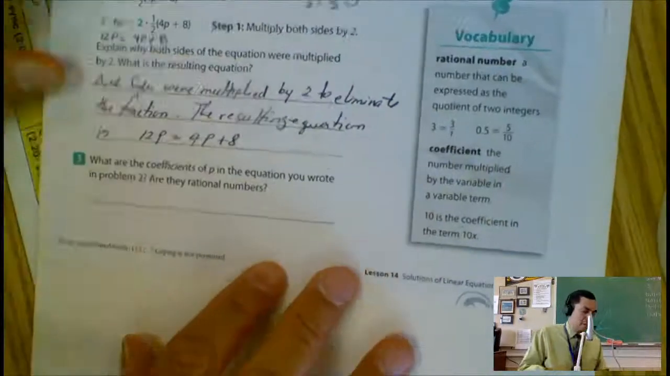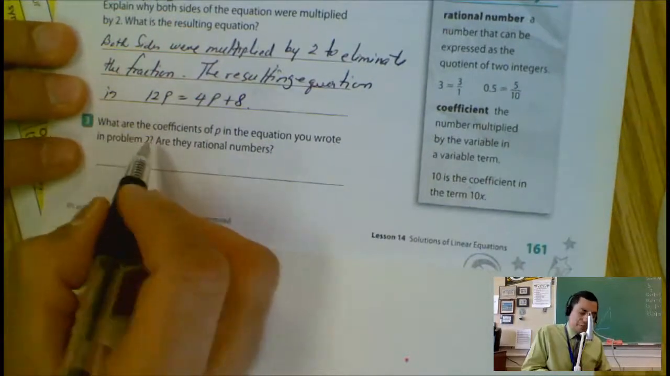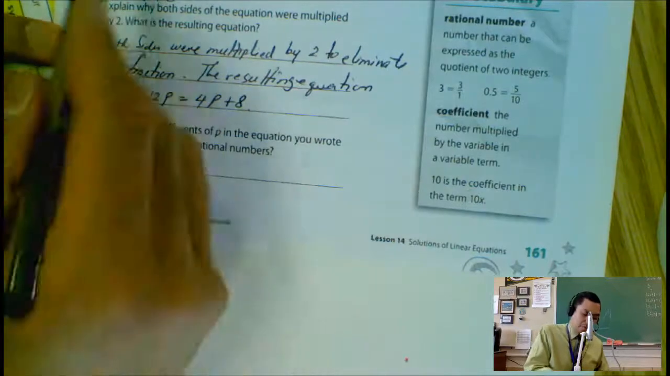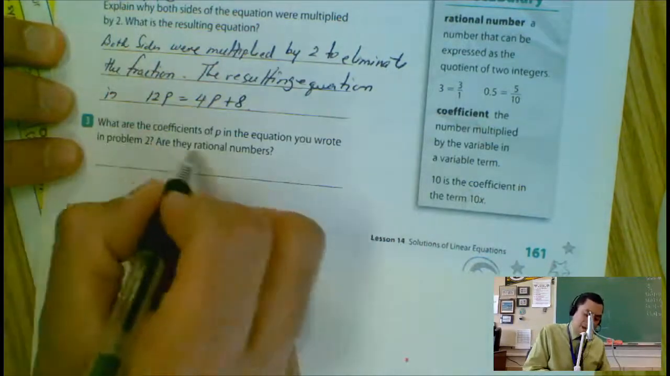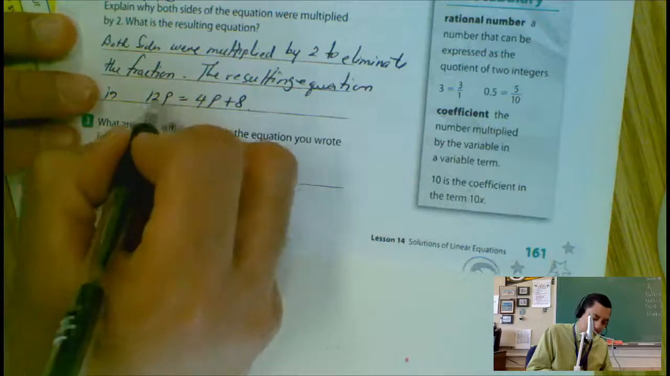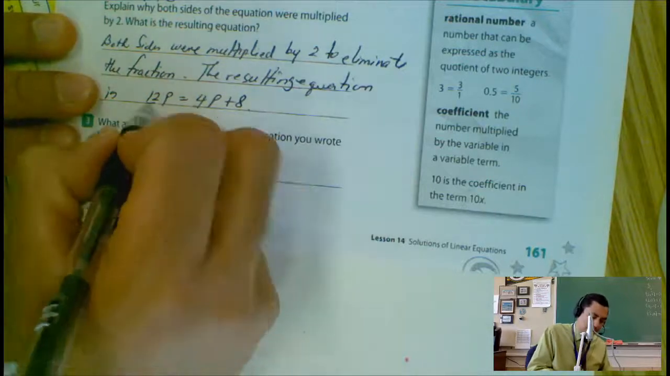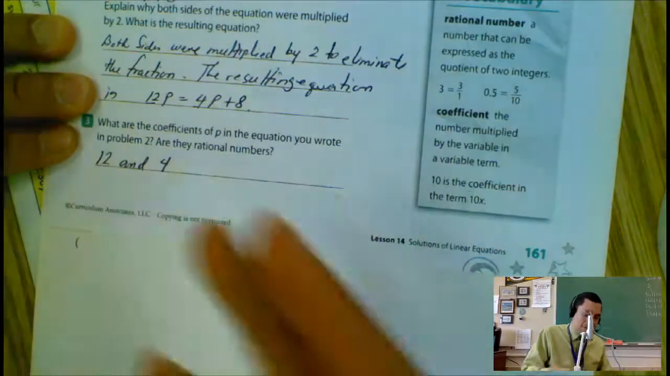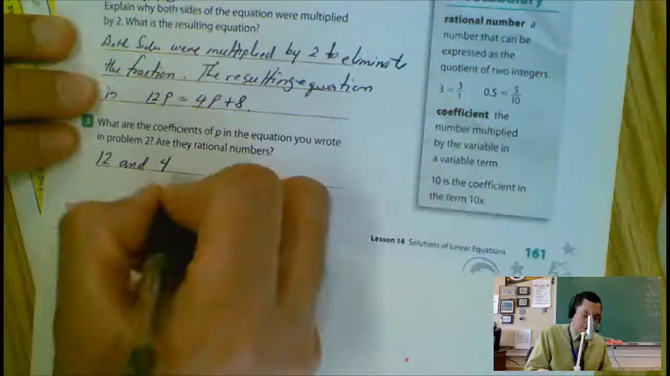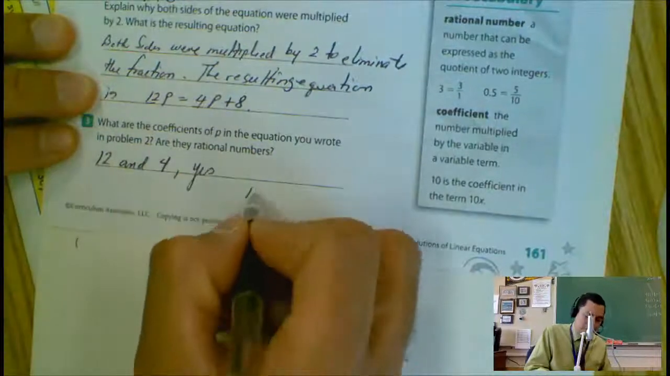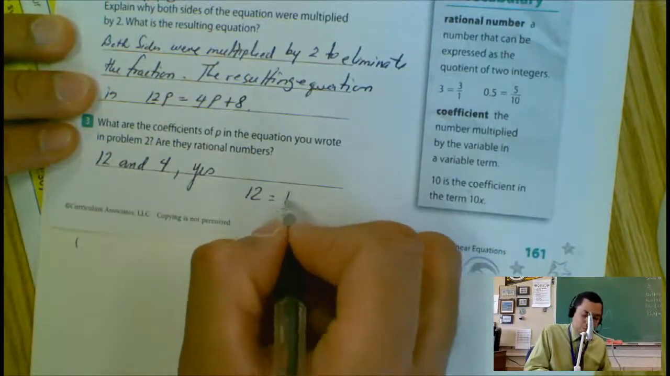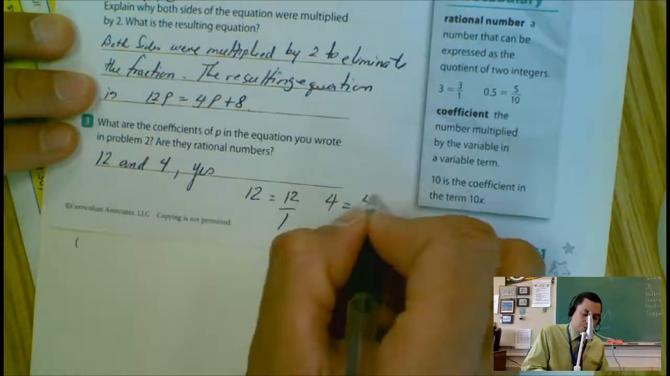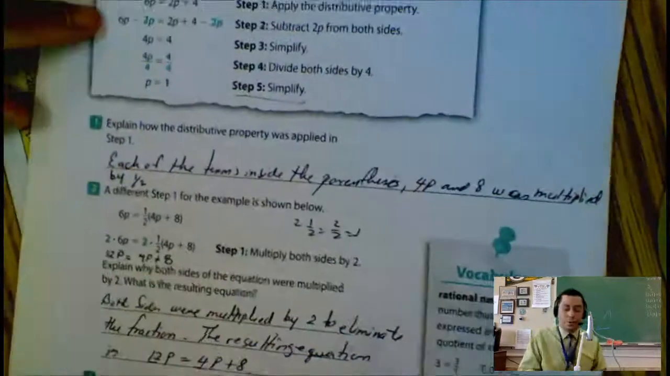Then, number 3, what are the coefficients of p in the equation you wrote in problem number 2? Are they rational numbers? So in this case, you have 12 and 4. You can see 12 and 4 are the coefficients. Are they rational numbers? Yes, they are, because 12 can be written as 12 over 1, see? Or 4 can be equal to 4 over 1. So they are rational numbers.